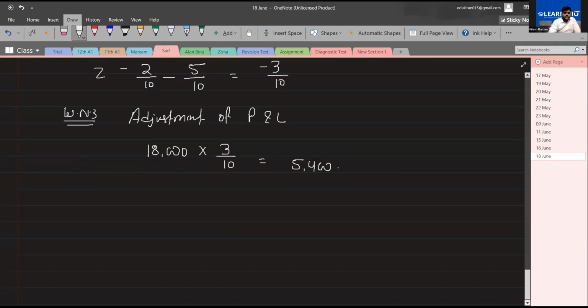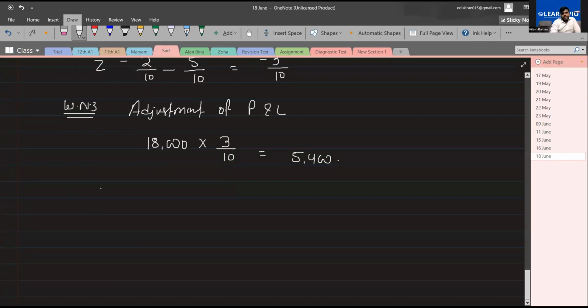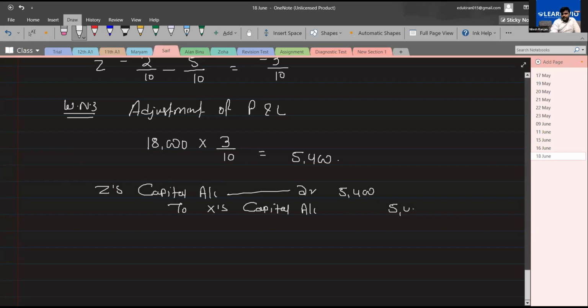Now this 5,400, we will pass a journal entry, gaining partner's capital. So Z capital account debit. Z is gaining partner, so Z will give 5,400 to X. Is this clear? Yes. So this is our adjustment of profit and loss, second case.